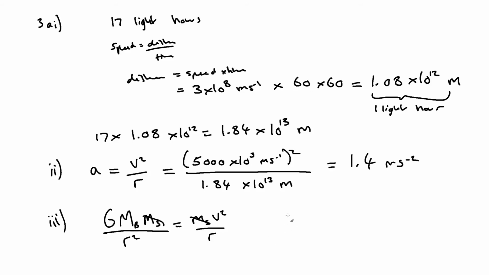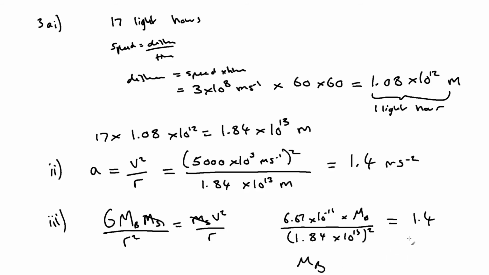So what have we got here then? We've got 6.67 times 10 to the minus 11 multiplied by the mass of the black hole over the distance from the centre of the black hole to the star, which we know is 1.84 times 10 to the 13, squared. And that's got to equal the centripetal acceleration, which we know is 1.4 metres per second squared. So we just need to rearrange this. If we take 1.4, multiply that by 1.84 times 10 to the 13 all squared, and divide by 6.67 times 10 to the minus 11, we'll get our answer for the mass of the black hole.